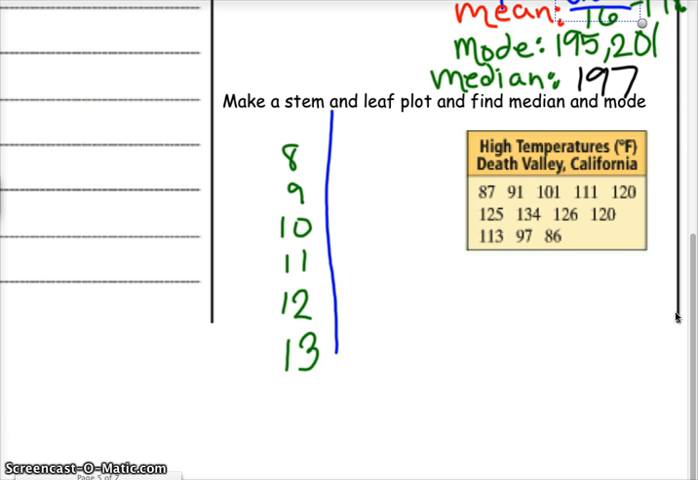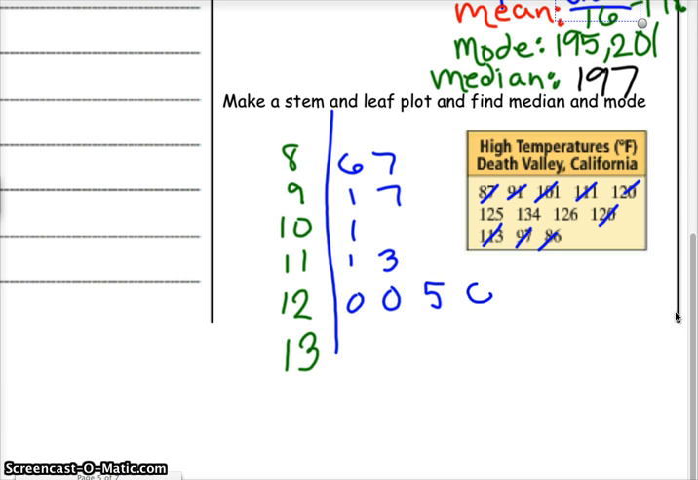Okay, so it looks like 86, and then 87. In the 90s, I have a 91 and 97, so a 1 and 7. The hundreds, I have a 1. That's it. The 110s, I have a 111, a 113. 120s, I have 2 120s. Make sure you include both if they're repeated. A 5 and a 6, and then a 134.